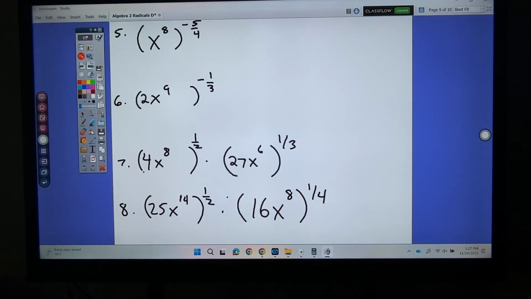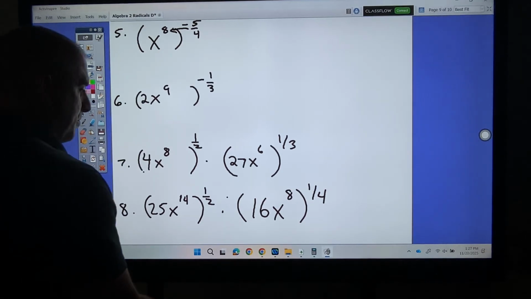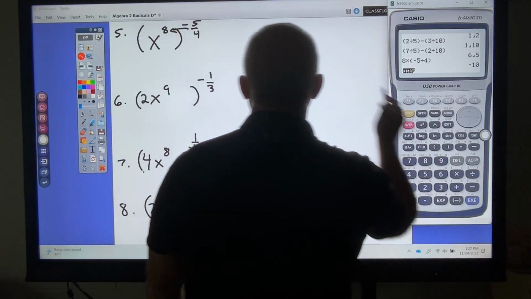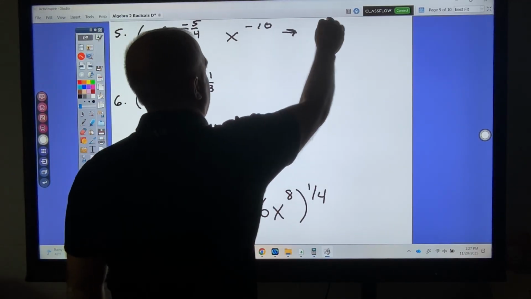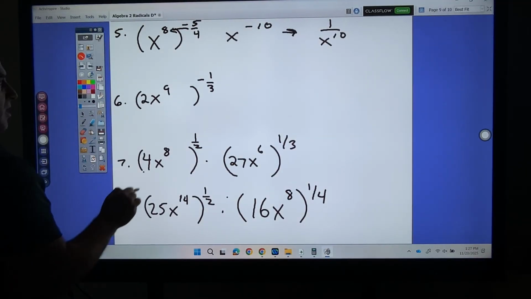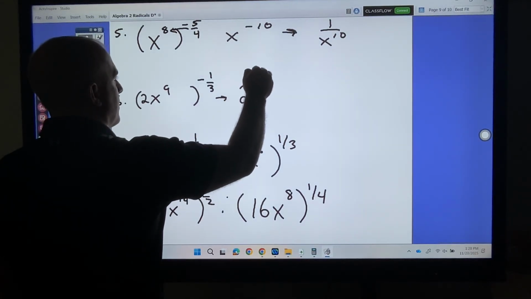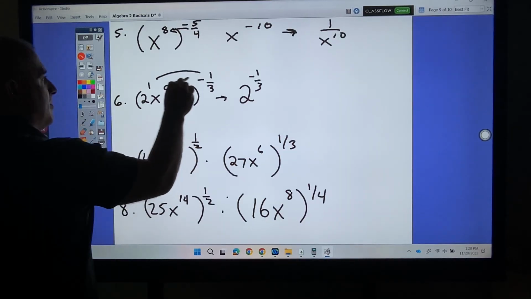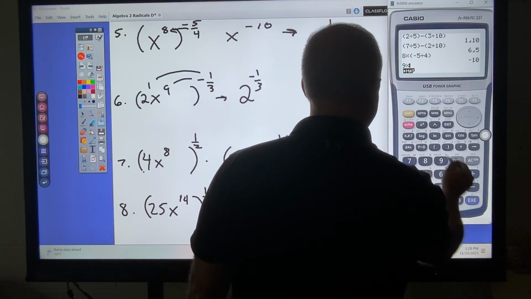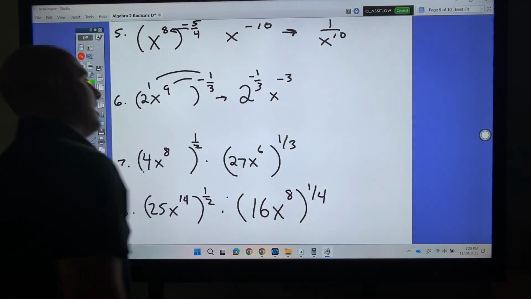Okay, a couple more involving powers. We sort of have done these already. Okay, I want to multiply, all right, 8 times negative 5/4 is x to the negative 10, but since I want positive exponents, that's x with the 10th in the bottom. This one is 2 to the negative 1/3, because that's a 1. Okay, I want to multiply that. Okay, and then I got 9 times negative 1/3. That's negative 3.